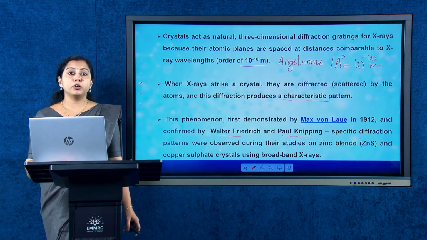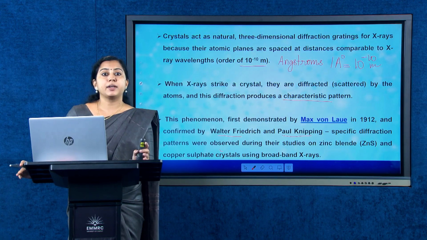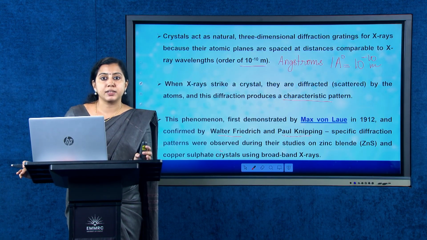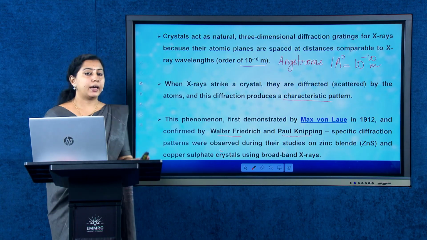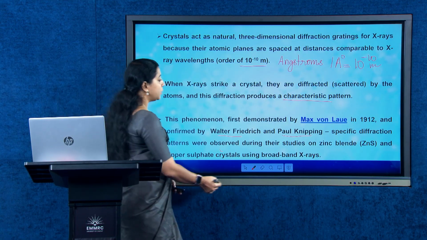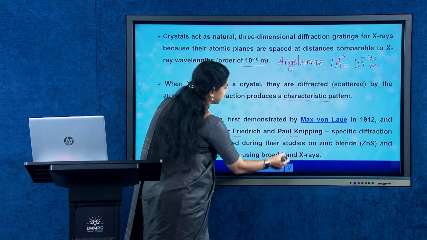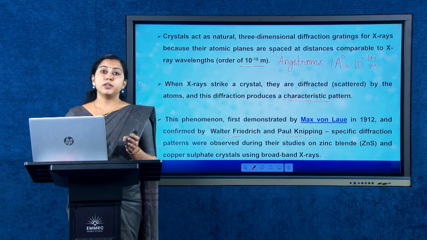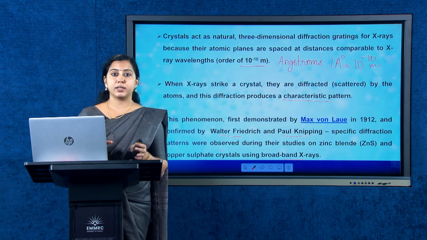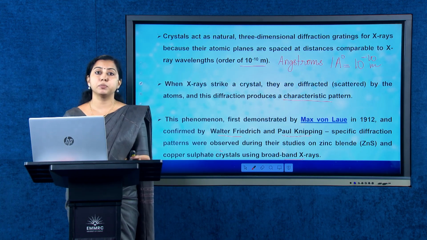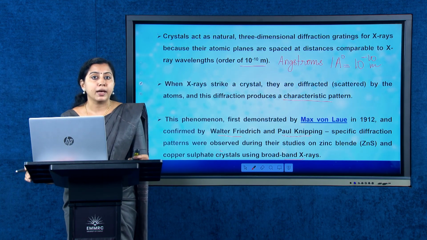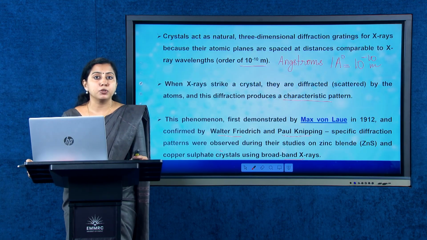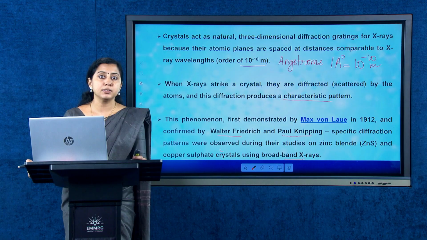They were able to photograph specific diffraction patterns that were observed during their studies on zinc blende and copper sulfate crystals using broad band X-rays. So, that crystals can be used as diffraction gratings for X-rays was first experimentally demonstrated by Max von Laue and further confirmed by Friedrich and Knipping, and they were able to photograph specific diffraction patterns during their study.